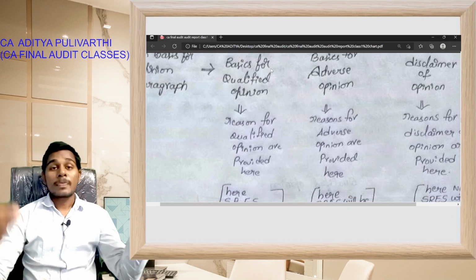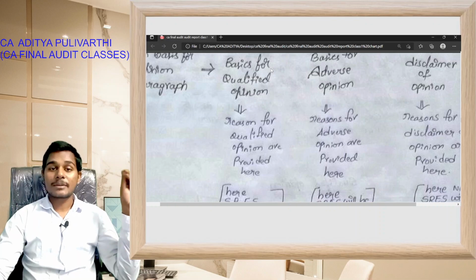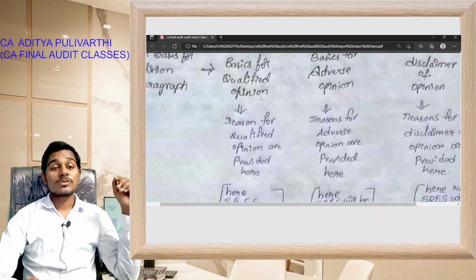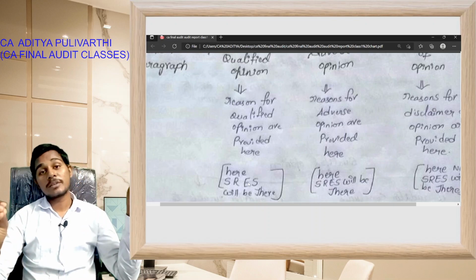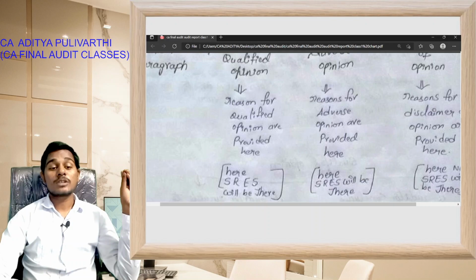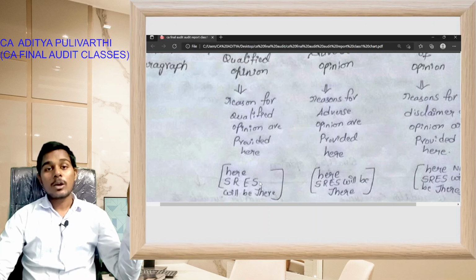the auditor will specify the basis for qualified opinion, basis for adverse opinion and basis for disclaimer of opinion. In the basis for qualified opinion, the auditor will specify the reasons for giving a qualified opinion, and he will also specify the SREs, that is, the standards on auditing complied with by the auditor, make reference to the description of the auditor's responsibility and ethical requirements including independence, and whether sufficient appropriate audit evidence has been obtained to provide a basis for qualified opinion.